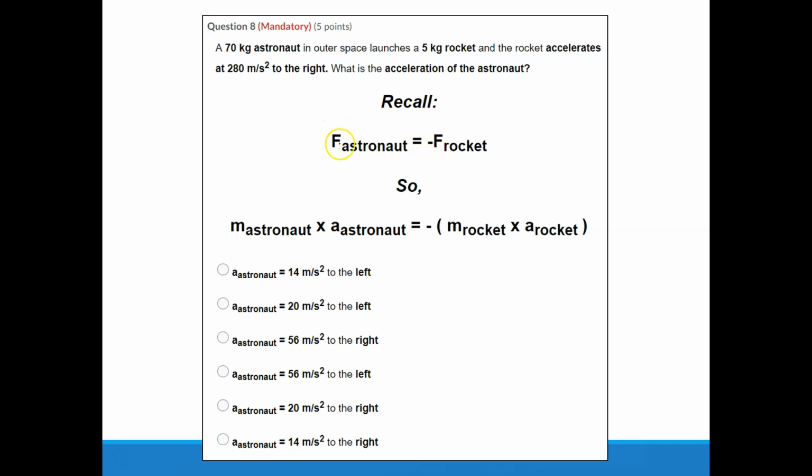So in this case we have an astronaut and a rocket, and so the force of the astronaut is the opposite or negative of the force of the rocket, but they are equal in amount. Okay, so in this case we have a 70 kilogram astronaut that launches a 5 kilogram rocket, and they're in outer space, so there's no other forces. And the rocket accelerates at 280 meters per second squared to the right, and so we want to know what's the acceleration of the astronaut.